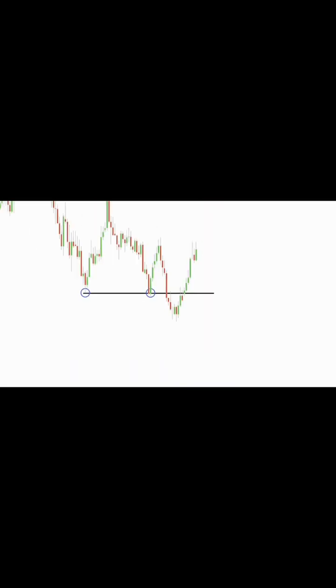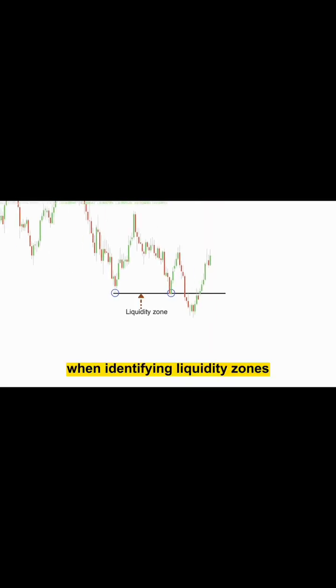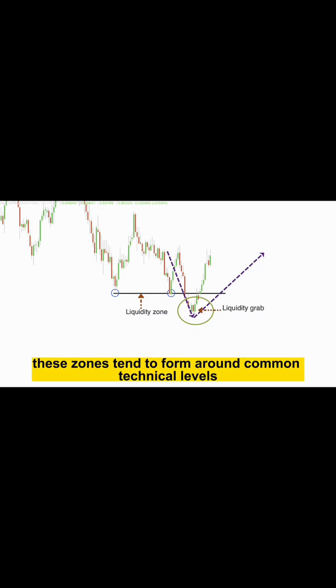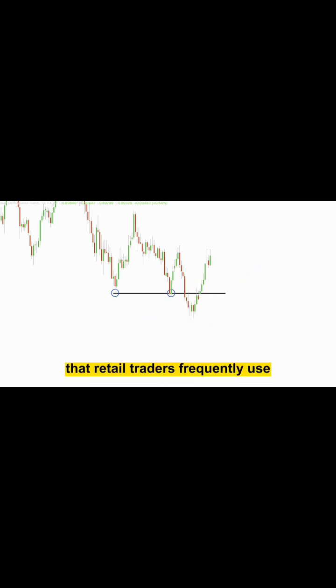the pros. When identifying liquidity zones, the key is to recognize areas where the market is likely to trap traders by triggering their stop losses or enticing them into positions, only to reverse the price direction. These zones tend to form around common technical levels that retail traders frequently use, such as support and resistance levels, trend lines, swing highs and lows, and patterns like double tops and bottoms. Here's a breakdown of each.